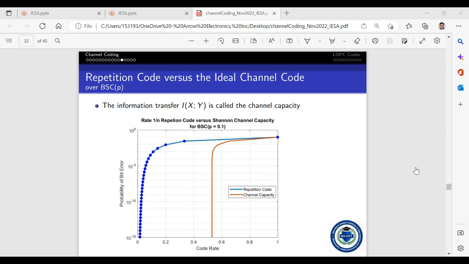The goal of this coding technology is to convert a channel for which this probability is much higher into an effective or virtual channel where the probability of failure drops drastically.